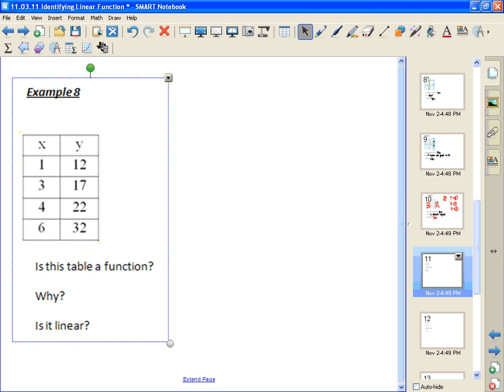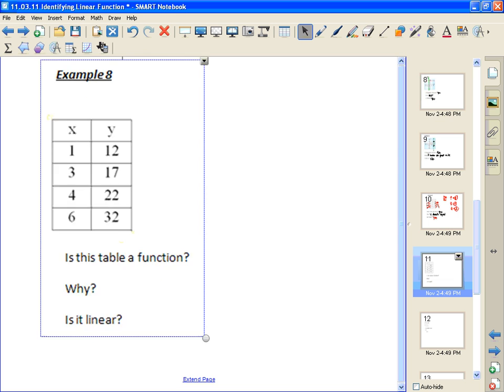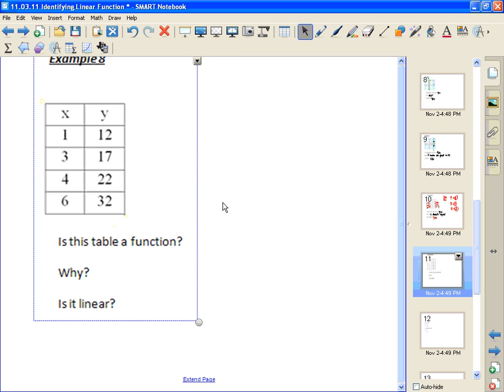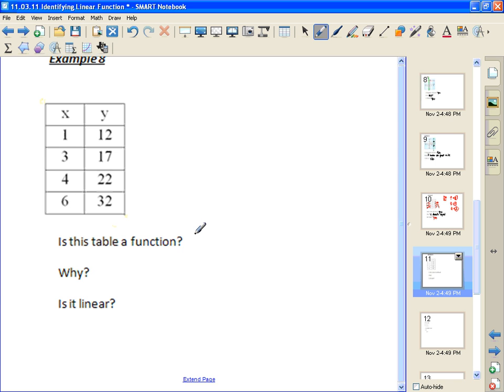Okay, so then on example 8, we're going to do the same thing. So to see if it's a function, we just have to make sure that none of our x values repeat. So we have no repeating x values, so yes, it is a function. And the reason is no x values repeat.